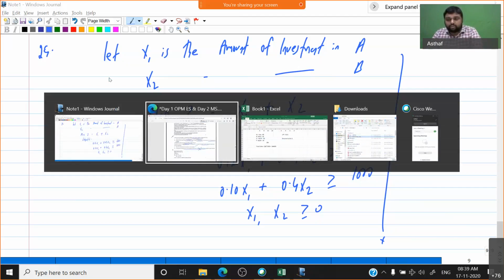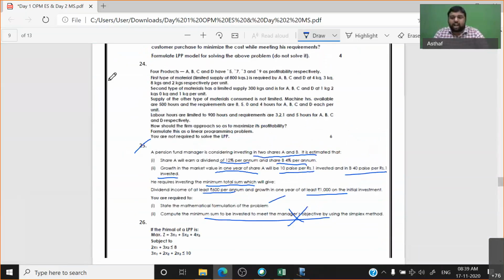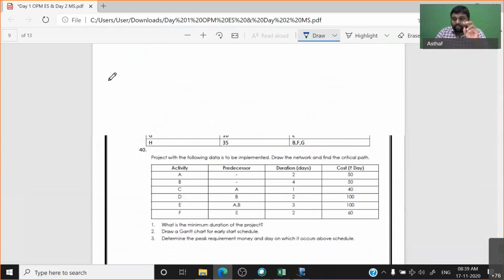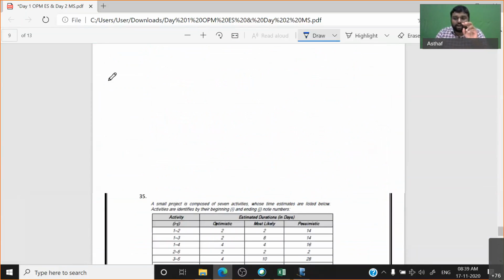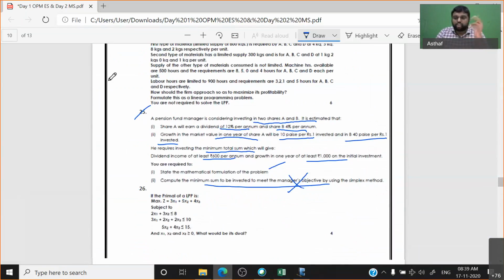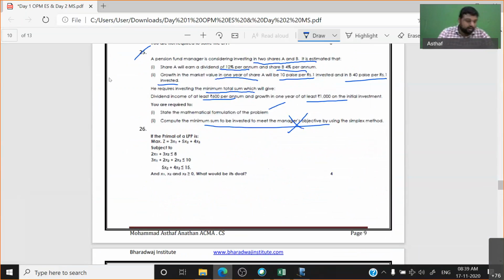So now what we will do, this is one small concept, that is converting primal into dual. Question number 26. If the primal LPP, maximization we have to bring into minimization, and minimization we are bringing into maximization. So first I will write the question.